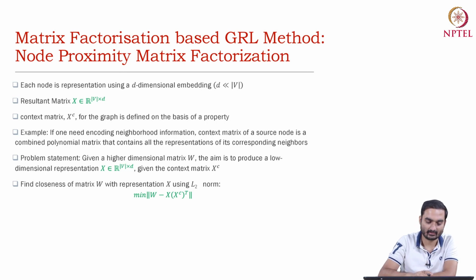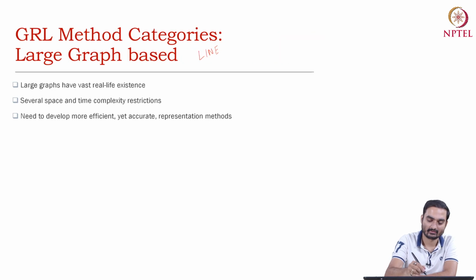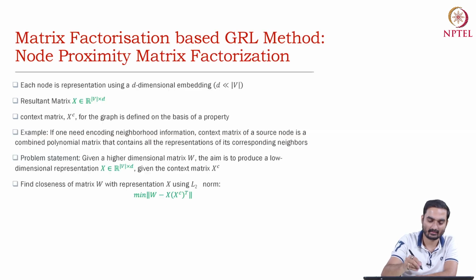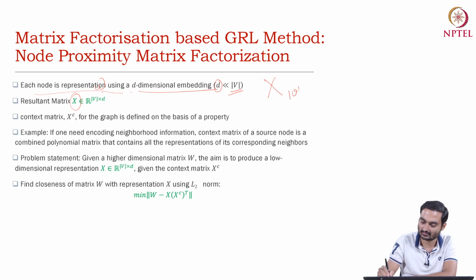Let us look at the matrix factorization based approaches, because the first one, the dimensionality reduction approach, LDA, PCA, these are normal. So each node is represented using a d-dimensional vector, where d is much less than the number of nodes. Essentially we would try to come up with a matrix X whose dimension would be |V| cross d.